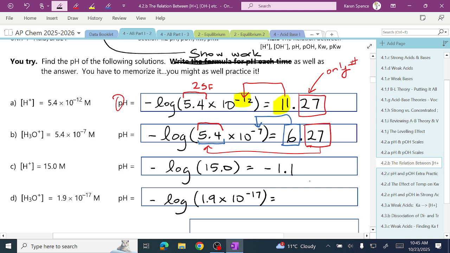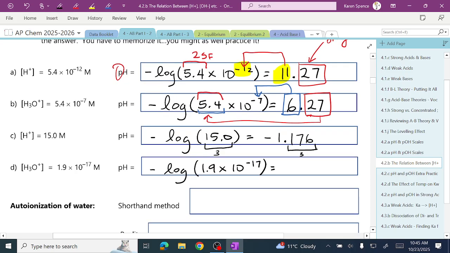How many sig figs should we have in C? We should have 3 sig figs. So how many do I have here? Right now I only have 1, so I would have to put a 7 and a 6, and that would give me 3 sig figs. Okay? And then what's our last one? 1.9 times 10 to the negative 17 equal log.